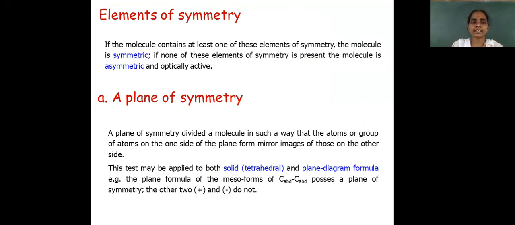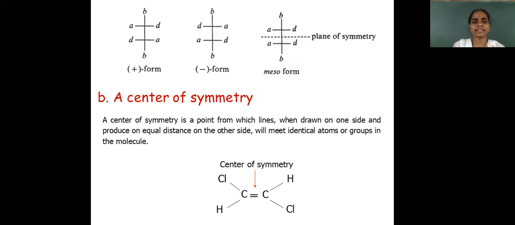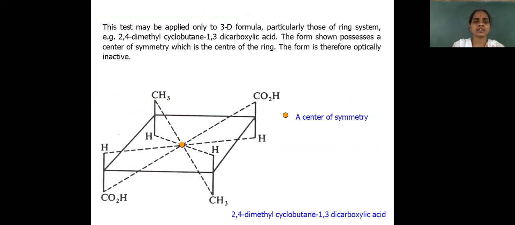Now the best example we can take is a banana. The banana is cut into two equal halves, but the same half is not present in the second half. So that means it is non-superimposable. It may be optically active or optically inactive. There are generally three types of elements of symmetry: a plane of symmetry, center of symmetry, and an axis of symmetry.